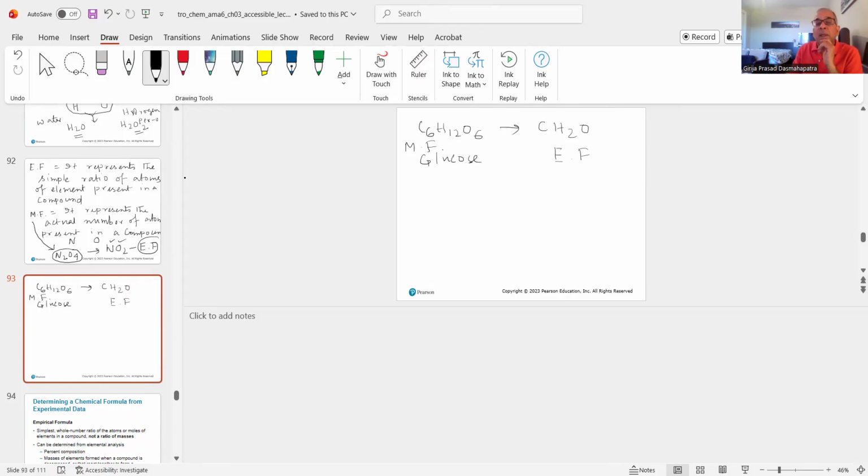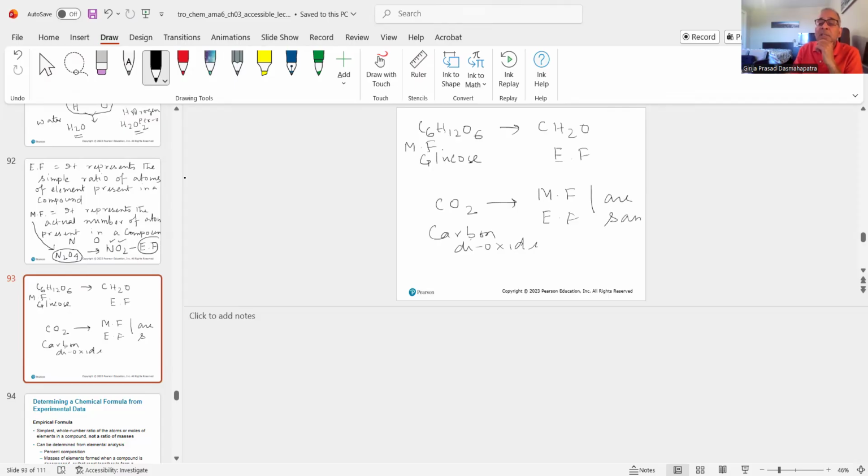Okay, but let's take for example CO2. This is carbon dioxide, and look at it. It has a ratio of carbon and oxygen of 1:2, and there is no common factor by which you can simplify the ratio of the atoms. So in this case, the molecular formula and the empirical formula are the same.